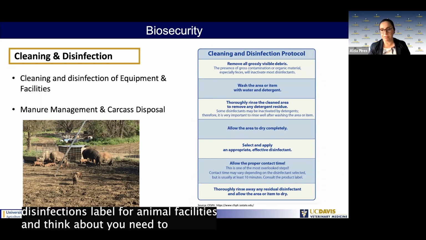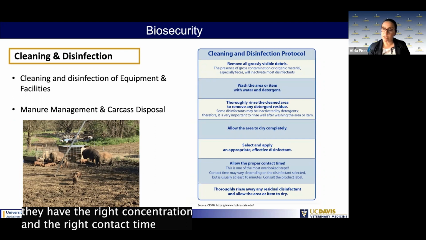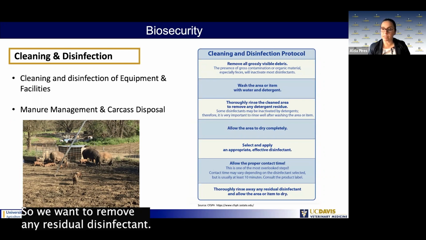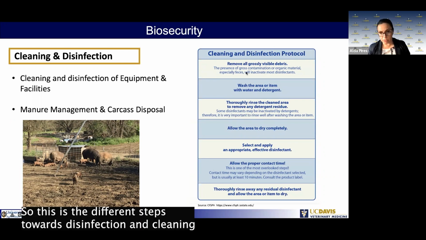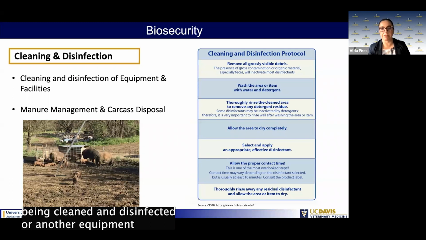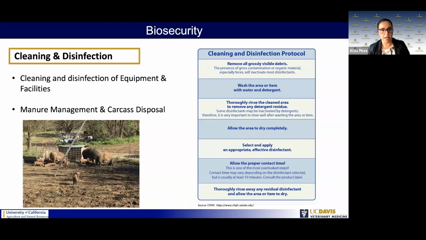So after we have that area clean, for disinfection, we should select and apply an appropriate disinfectant. There are different disinfectants labeled for animal facilities, and you need to have the right concentration and the right contact time. And do not forget to rinse afterward, so we remove any residual disinfectant. So these are the different steps for disinfection and cleaning, either for facilities, for the barn if it's possible to be cleaned and disinfected, or for other equipment.